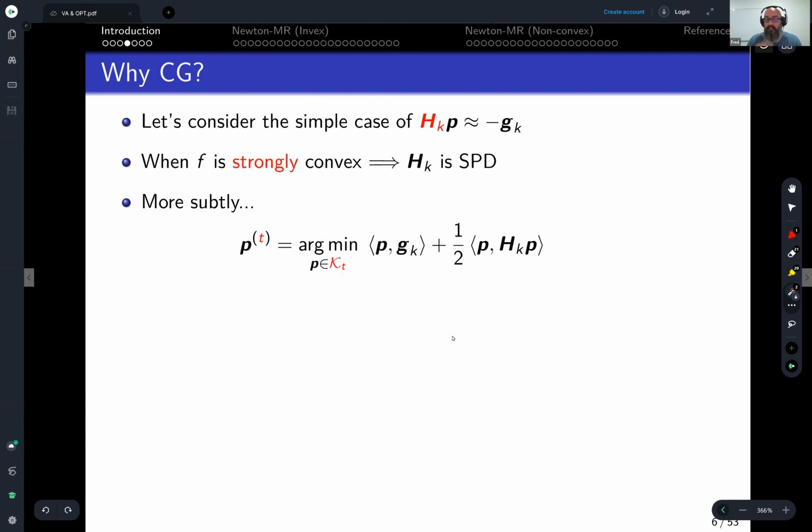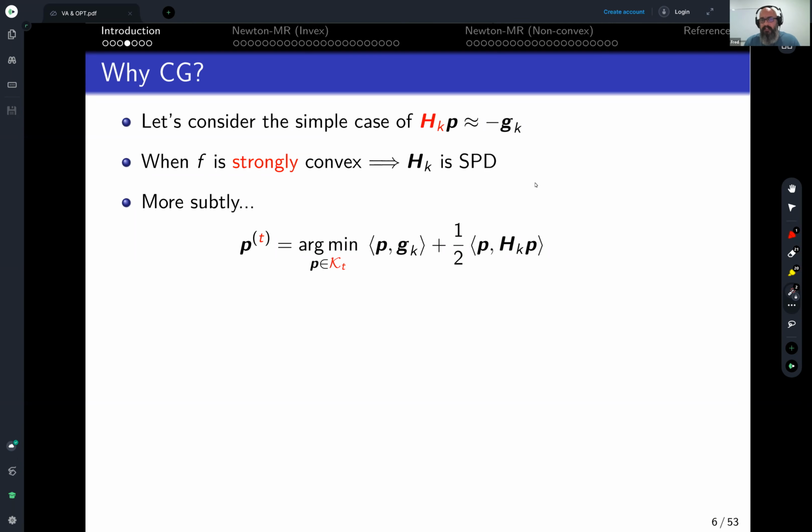And that subspace is well known and often referred to as the Krylov subspace, which is essentially a subspace spanned by the gradient and powers of the matrix multiplied by that gradient. So as you iterate, you add more powers of H multiplying G into this subspace, and you take linear combinations of these, and you end up with a subspace known as a Krylov subspace. Now, why is that important?